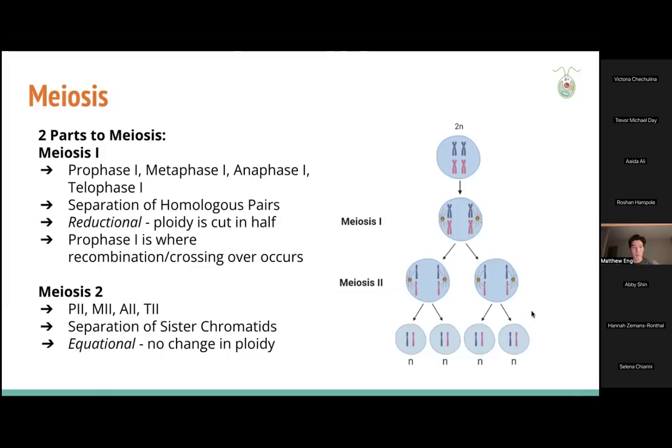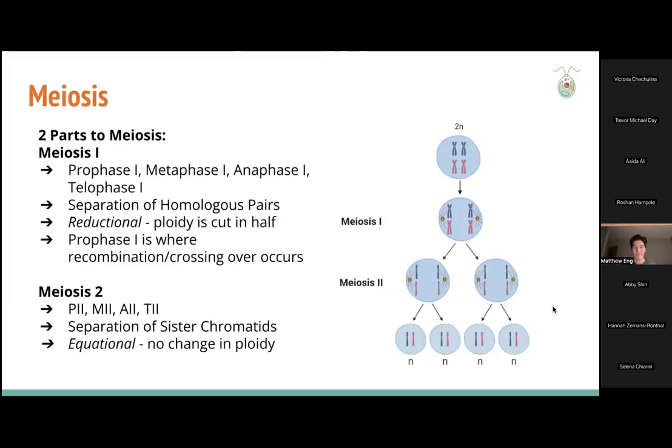The second phase, meiosis 2, is pretty much the exact same as cell division or mitosis. Those individual chromosomes will line up in the middle of the cell during metaphase, and those sister chromatids will actually be separated in this phase. And so meiosis 2 is equational, not reductional, because there's no change in ploidy when the cells divide during meiosis 2.